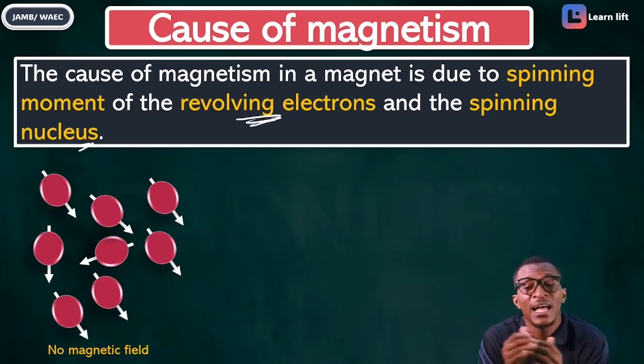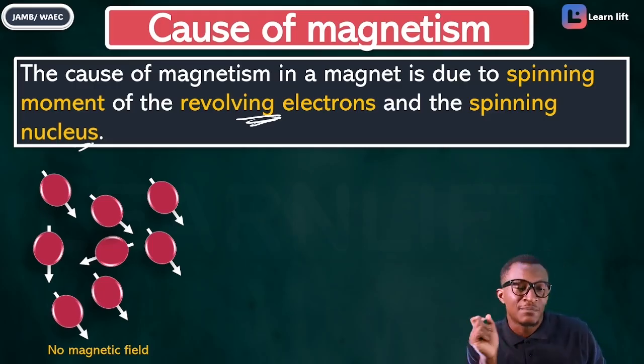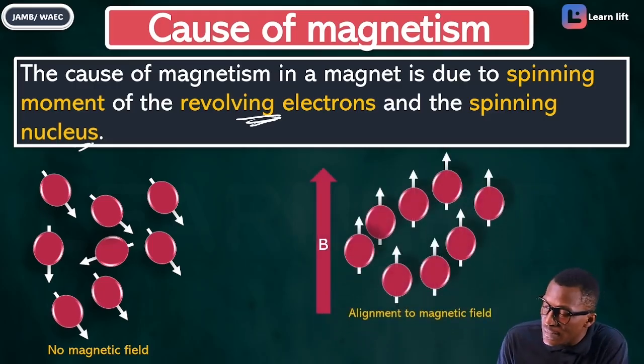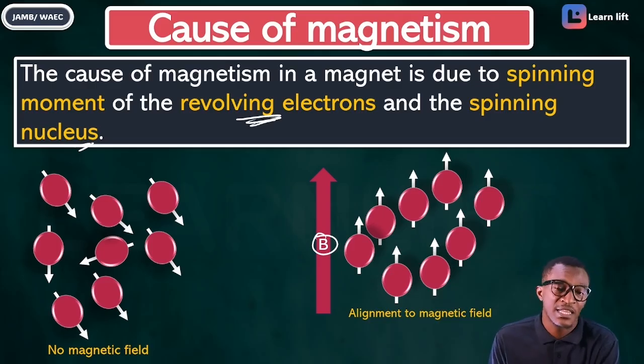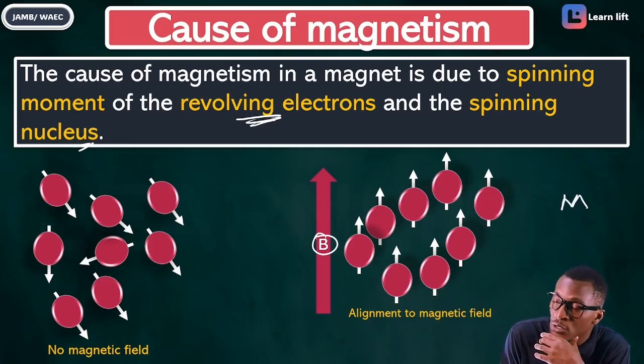If you go back, I talked about alignment. Now, when they align to a magnetic field, that material is said to be what? Magnetic. Now, let me give you another diagram that is magnetic. Look at this diagram. This is a magnetic field. B is known as the magnetic field. What can you see? All of them are aligned towards the magnetic field. This is a magnetic material. This is a non-magnetic material. This is what happens in their default stage.